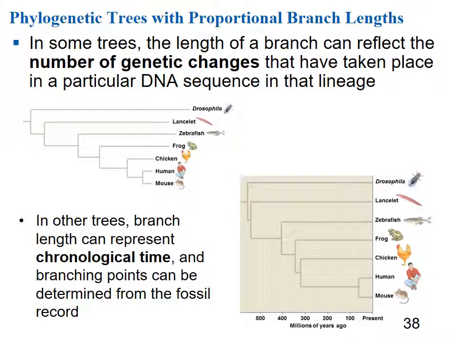In some trees, the branch length can reflect the number of genetic changes that have taken place, and in other trees, the branch length can represent chronological time. And sometimes the branch length is arbitrary, so be careful and make sure that you're reading the legends when you're looking at these.